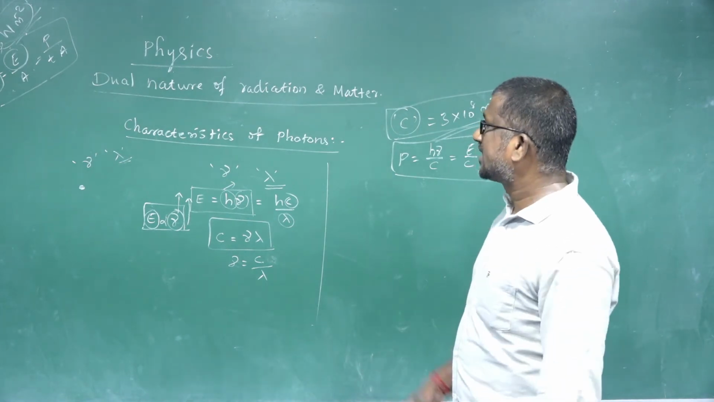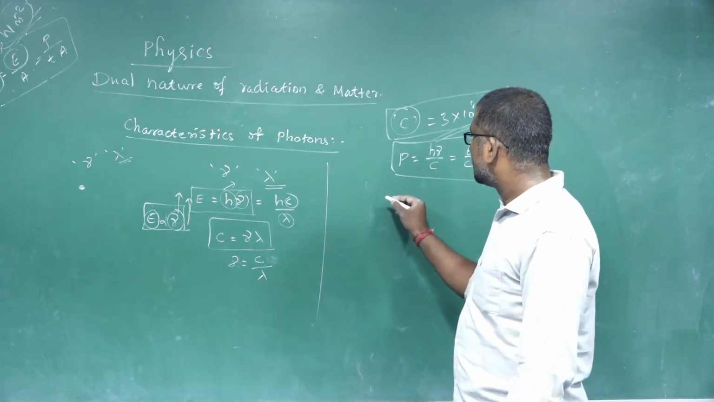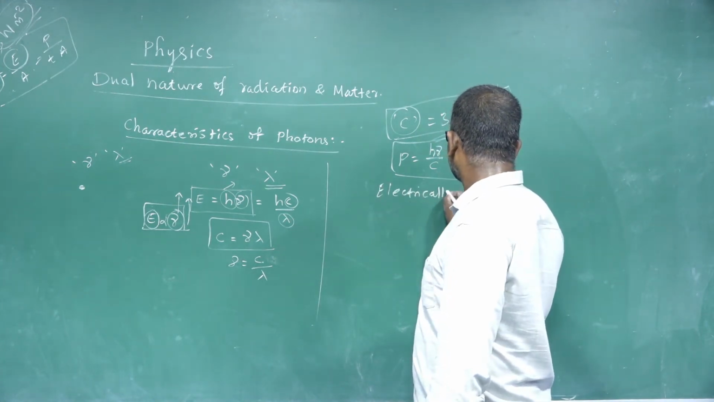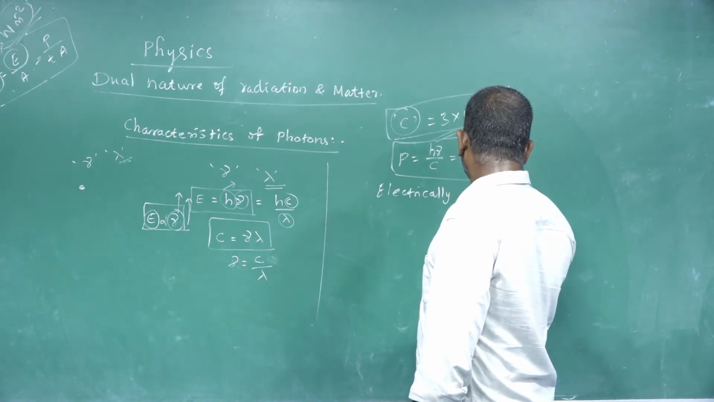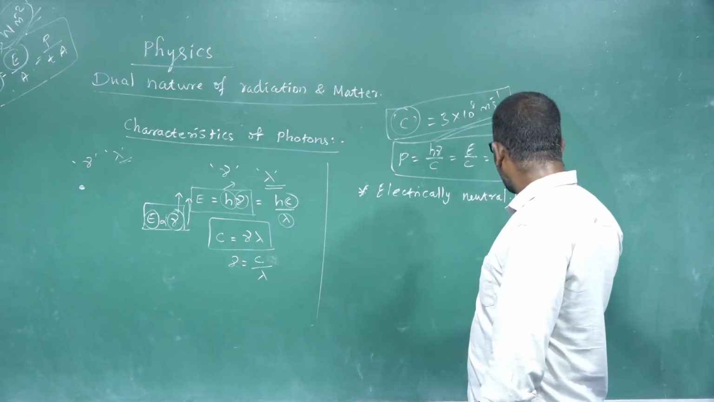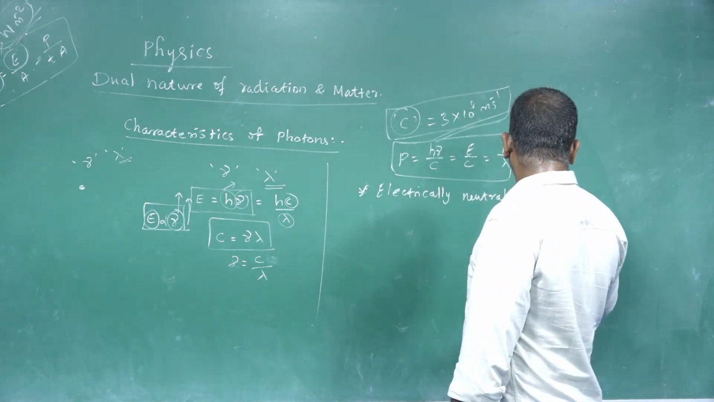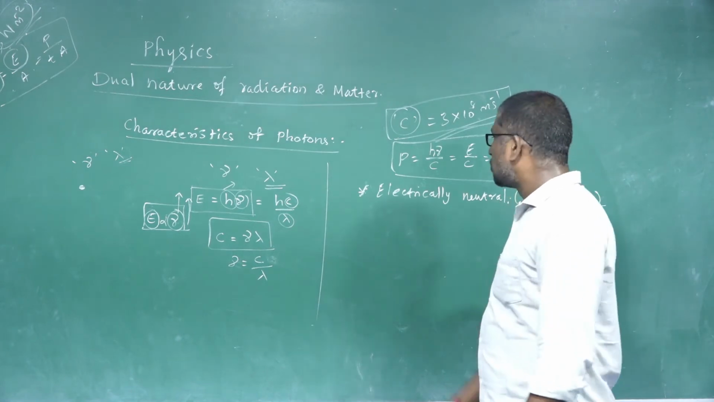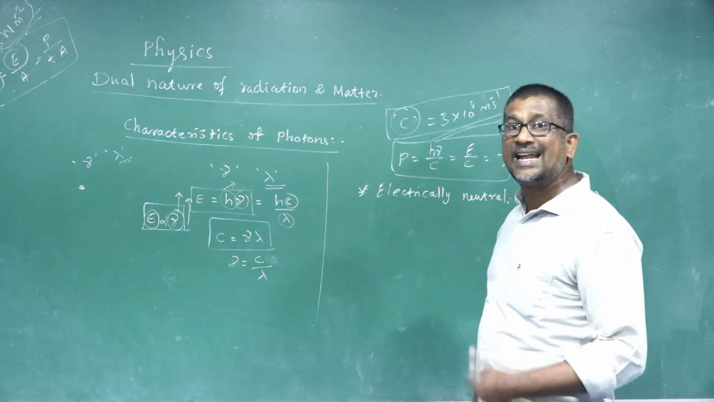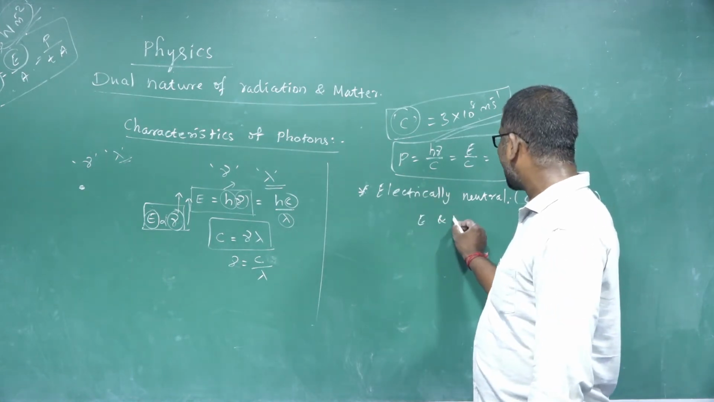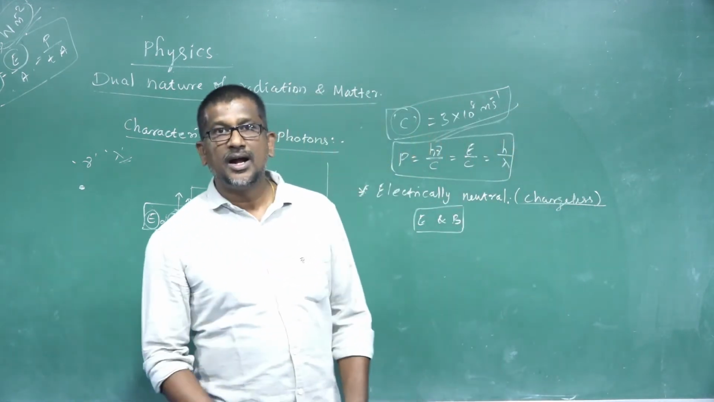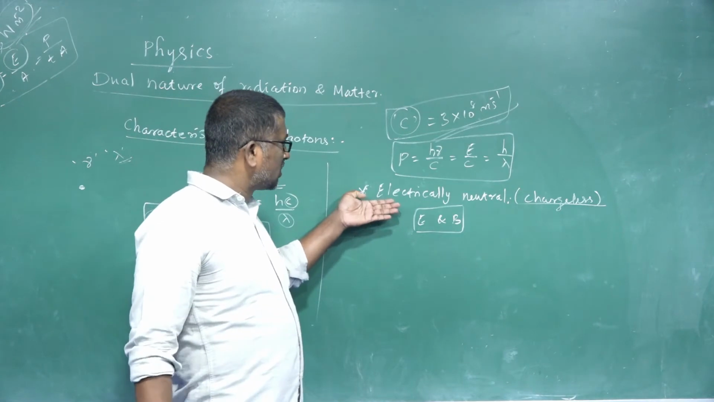And the next characteristic property of a photon is that the photon is electrically neutral. Electrically neutral means they are chargeless. The photons are chargeless, that is, they are electrically neutral. So the photons cannot be deflected by electric field and magnetic field. Why? Because the photons are electrically neutral.